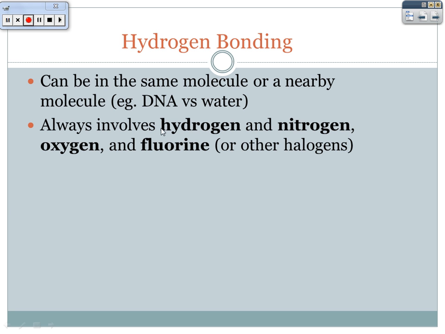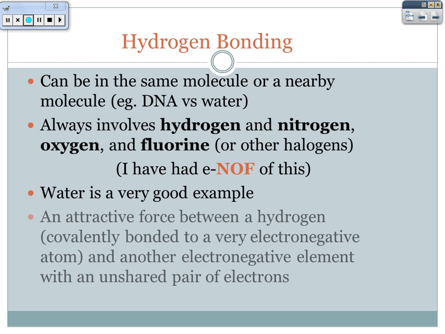And you'll notice here it always involves hydrogen and nitrogen, oxygen, and fluorine or other halogens. So one way to think about this is that hydrogen bonding, I have had enough of this. NOF, nitrogen, oxygen, and fluorine. So the hydrogen is going to be bonded to the nitrogen, or the hydrogen to the oxygen, or the hydrogen to the fluorine. So that's one of the ways that I remember hydrogen bonding is "I have had enough of this." A little fun thing for you guys.